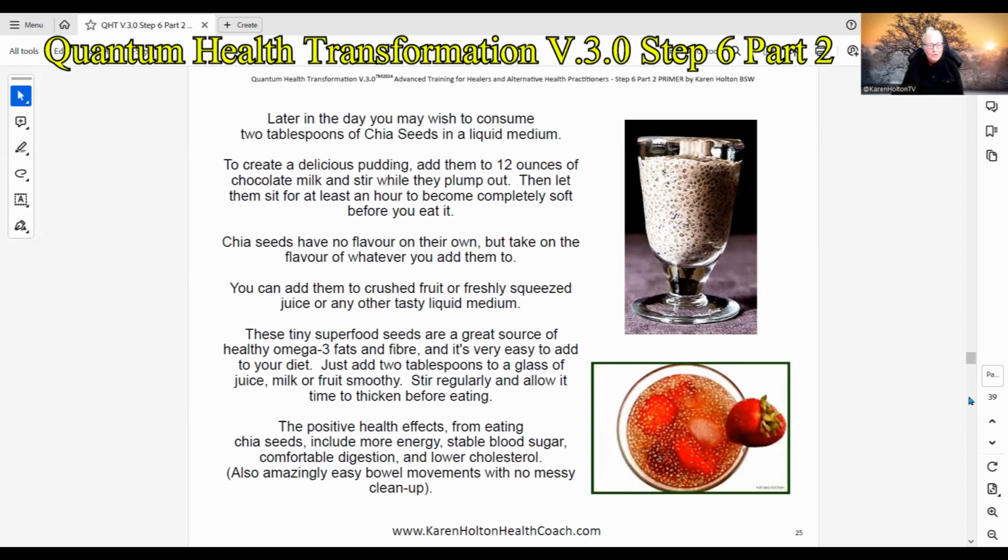These tiny superfood seeds are a great source of healthy omega-3 fats and fiber, and it's very easy to add to your diet. Just add 2 tablespoons to a glass of juice, milk, or fruit smoothie. Stir regularly and allow it time to thicken before eating. The positive health effects from eating chia seeds include more energy, stable blood sugar, comfortable digestion, and lower cholesterol. Also, amazingly easy bowel movements with no messy cleanup.